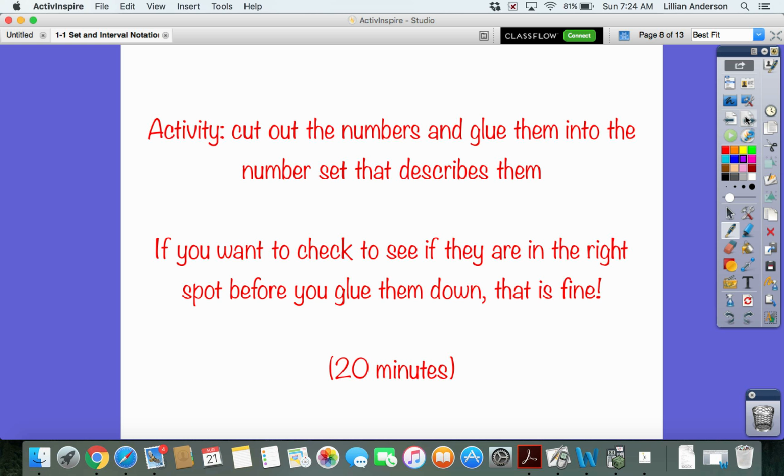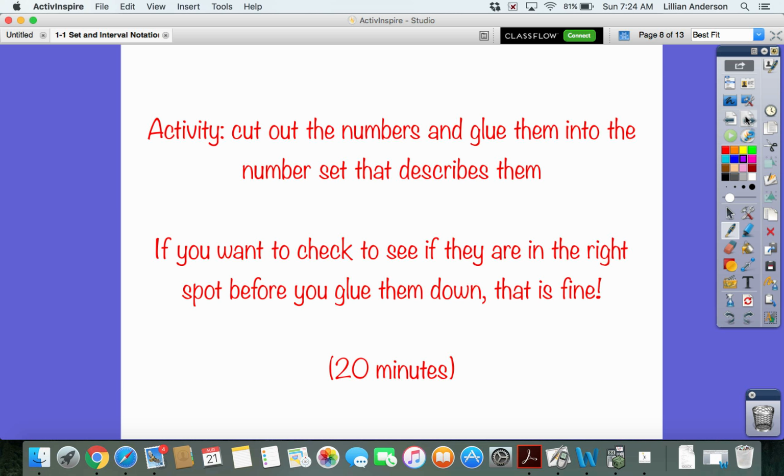So what we're going to do now is have an activity. I have a list of numbers here that I want you to cut out, and I want you to glue them into your number set that describes them, okay? So you've got different numbers like -5, 15.5, 3.14, so on and so forth. You have all these numbers, and I want you to cut them out, and glue them into this Venn diagram that we glued into our interactive notebook.